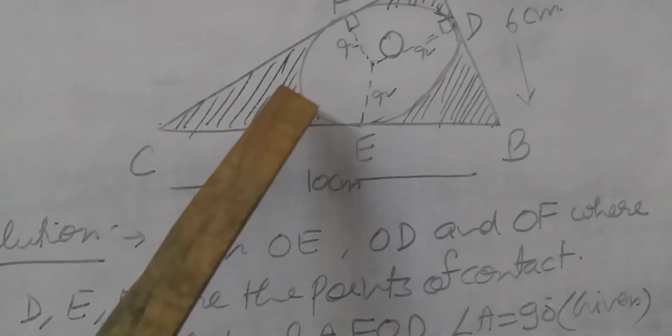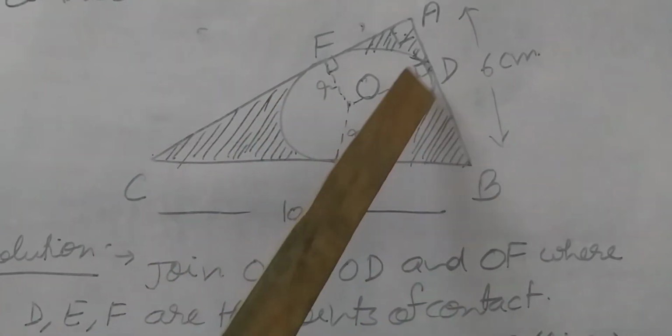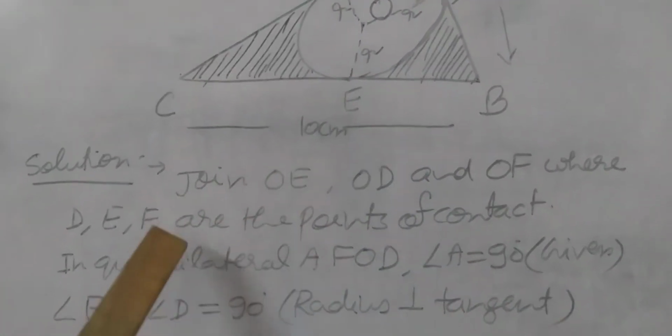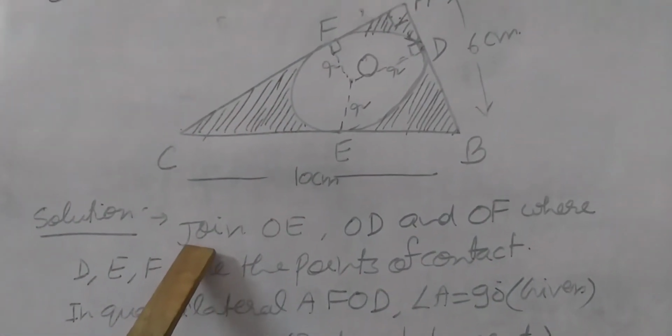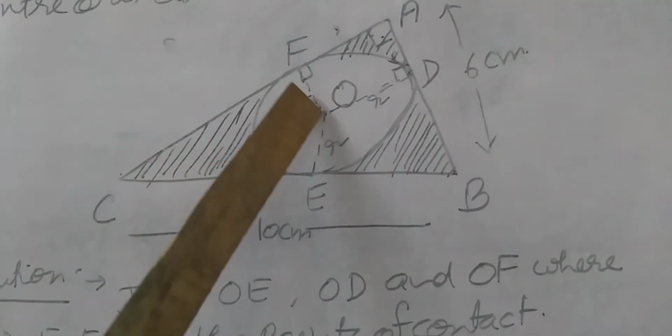So to calculate the area of shaded region, first of all we have to find out radius of the circle. To find out radius of the circle, we have to do some constructions. Join OE, OD and OF.